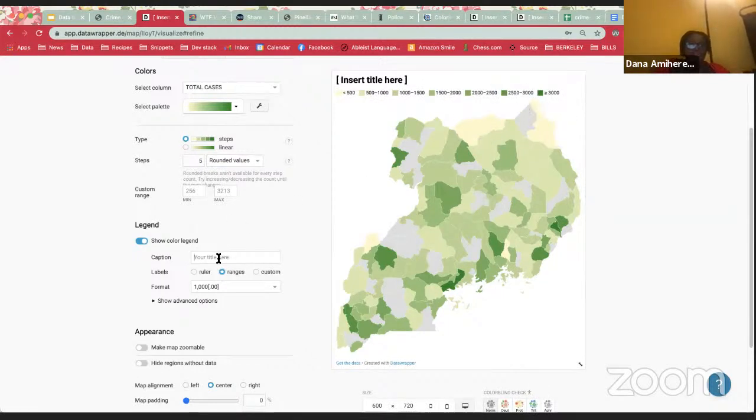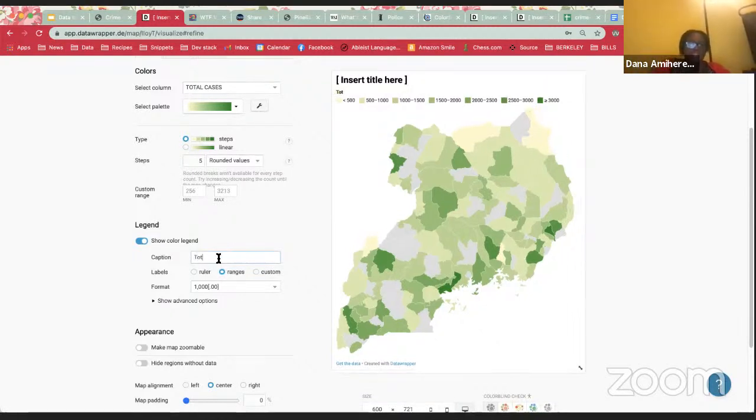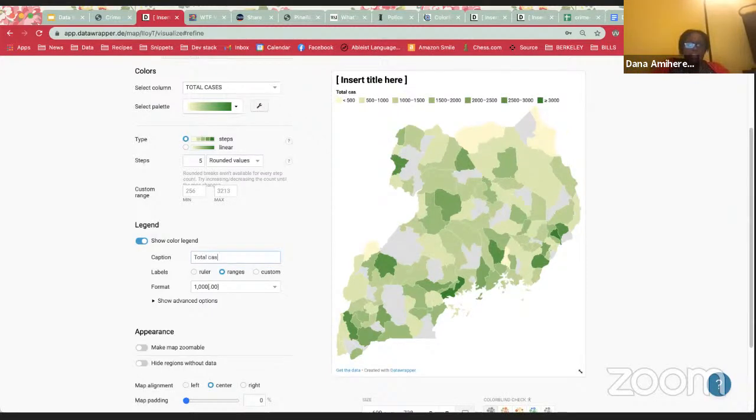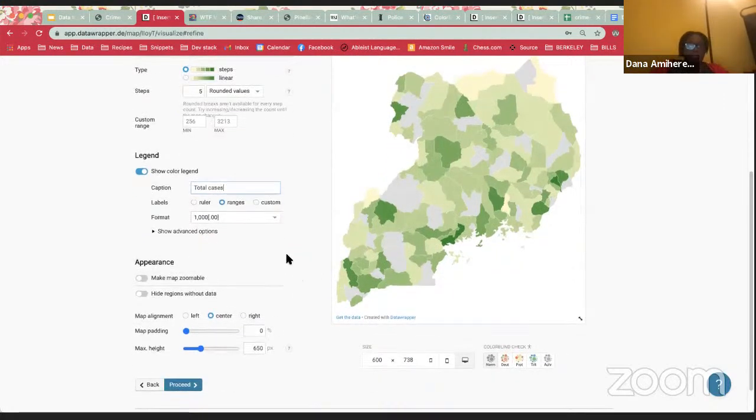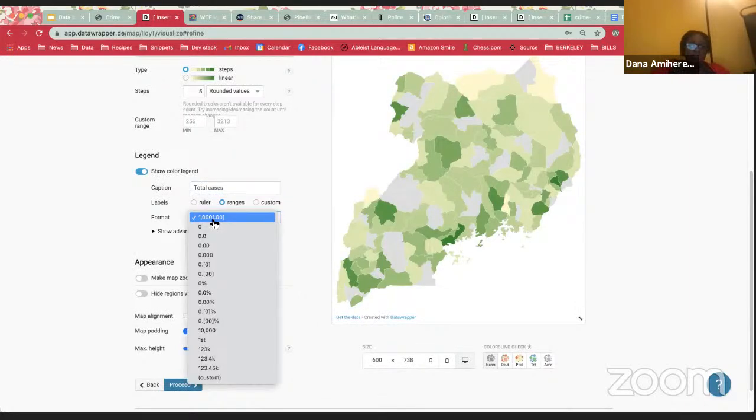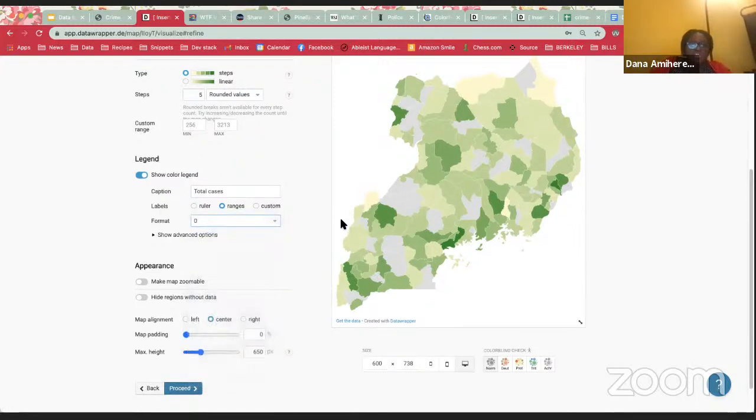And then the other thing we can do is we can add a caption, a little title for our key. So we can call this total cases. And then we can also change the number format. You notice how none of our numbers up here have a comma. We can also change that. So right now, this one is telling us that it's going to have a decimal. If we go down here, let's see. Okay. I think it's just the one with the 0.